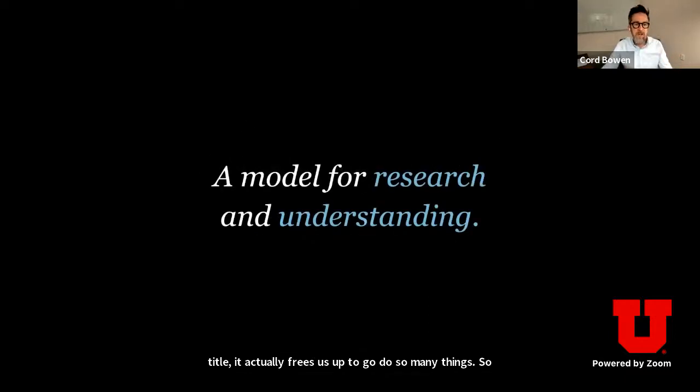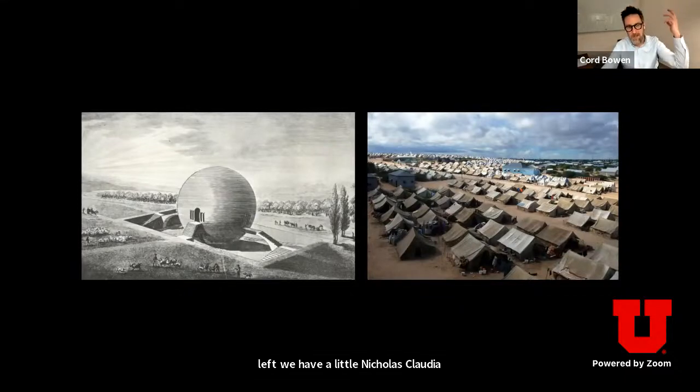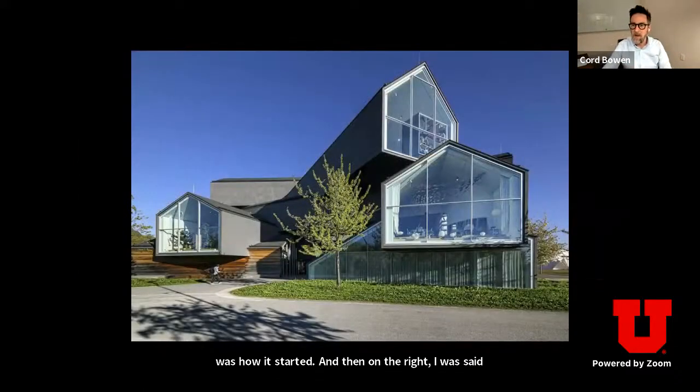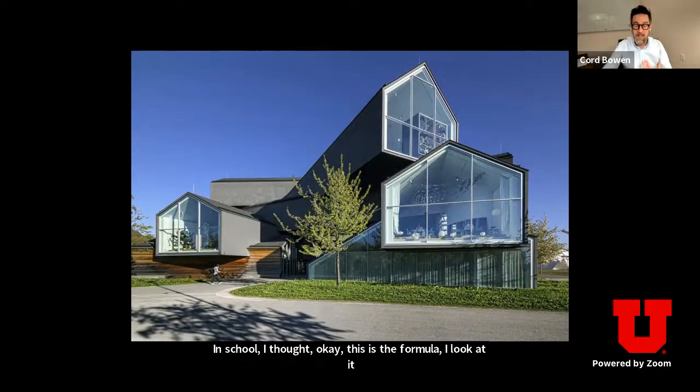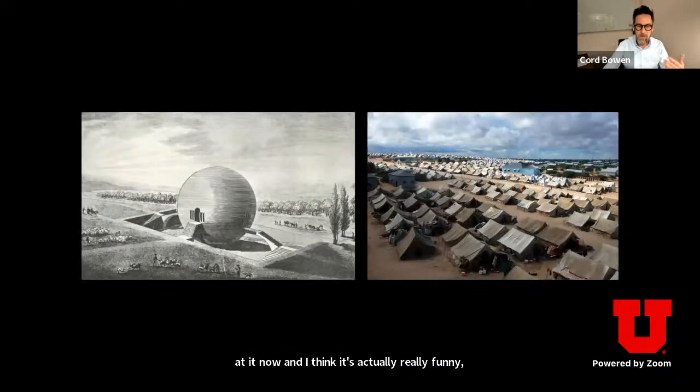So a model for research and understanding, a kind of funny thing I'll share about my piece here is that on the left, we have a Nicolas Claude Ledoux building. I was shown this is what architecture was and how it started. And then on the right, I was told, but you have to solve for this and it must look like this. In school, I thought, okay, this is the formula. I look at it now and I think it's actually really funny because none of these three inform each other. The first one, Ledoux, informs a culture and a society and this kind of Eurocentric view of design and what we must be pushing people through.